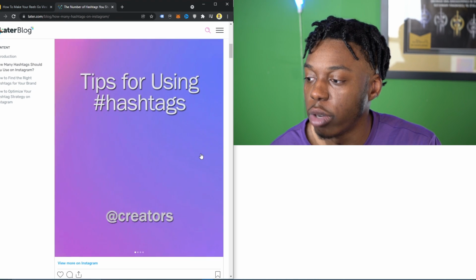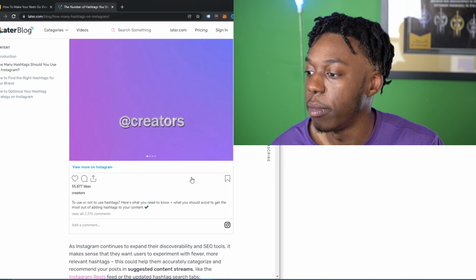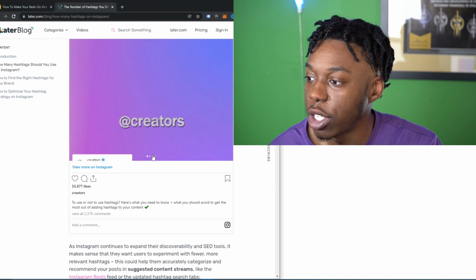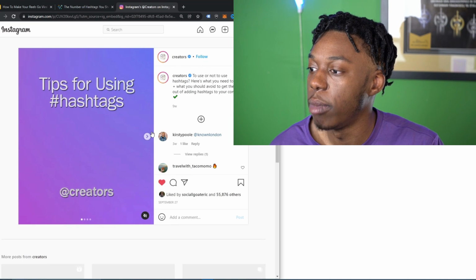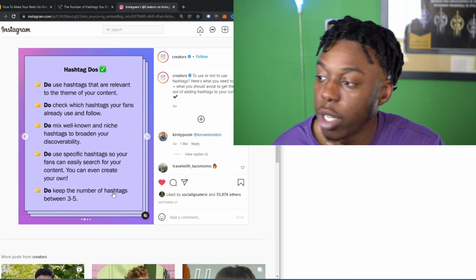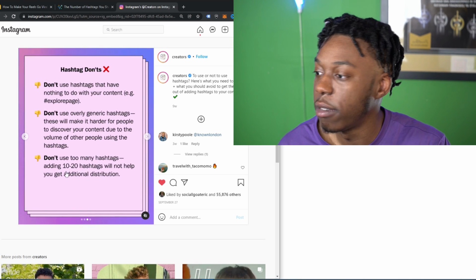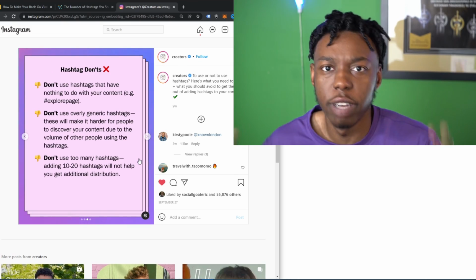I'll also be linking the article for those that want to see it. This is literally what they're saying to do, and this was the post. You don't need too many hashtags. Let me pull up the post here. These are the do's and don'ts, right? So do keep your number of hashtags between 3 to 5. You don't need to use excessive. 10 to 20 is just too much, and it's going to confuse the algorithm.